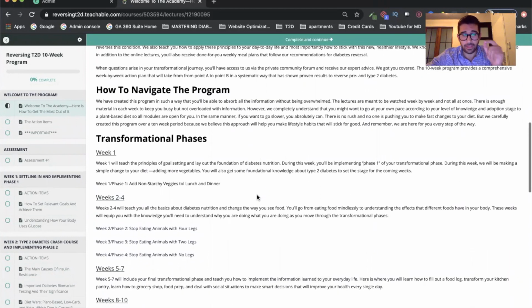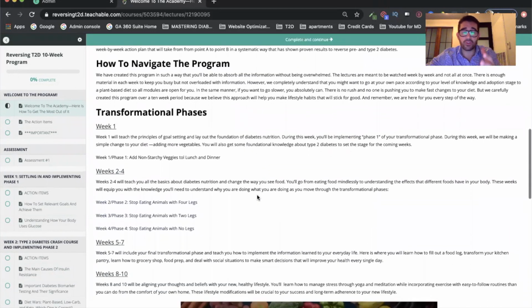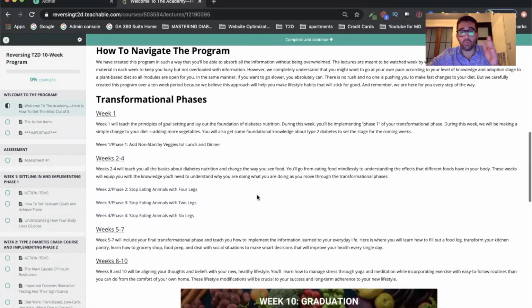And this lecture explains the transformational phases that you're gonna go through from week number 1 all the way to week number 10. Now, the reason why this needs to be a slow and steady approach is because we have noticed that people that go cold turkey and change their diets the following day tend to fall off the wagon like 2 weeks after. The reason being is because it is such an overwhelming change in your life.